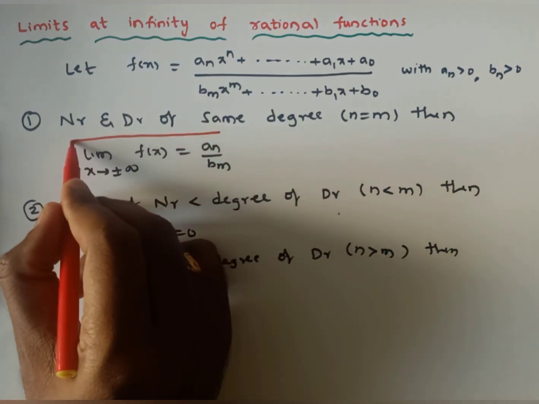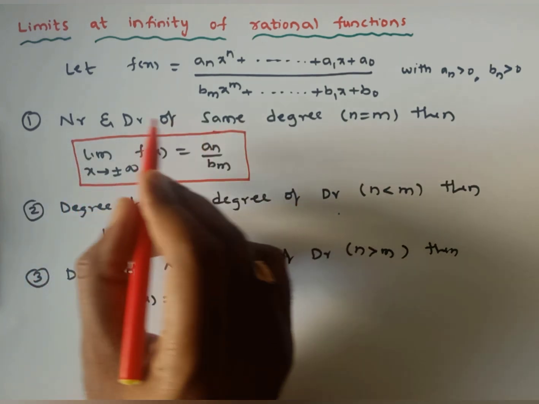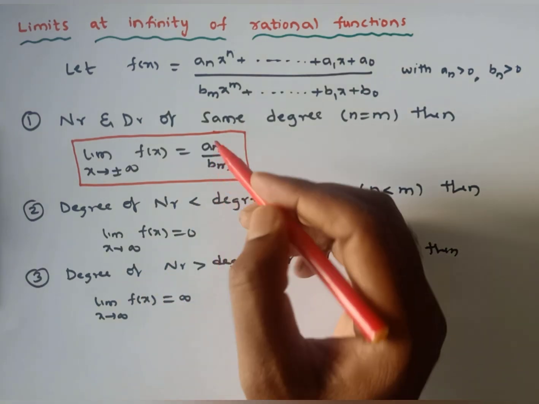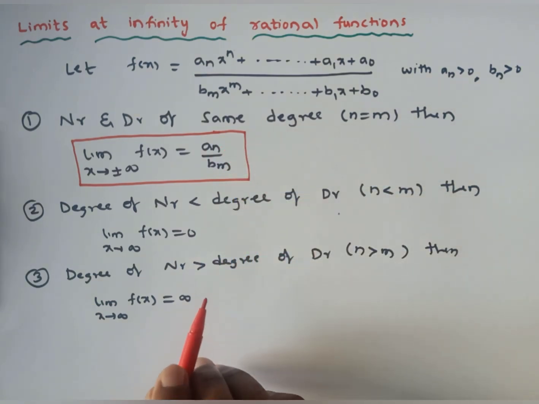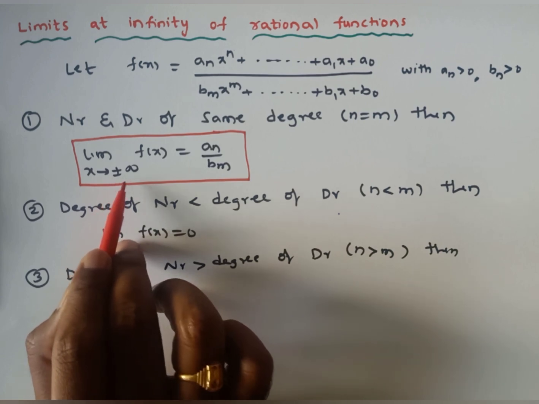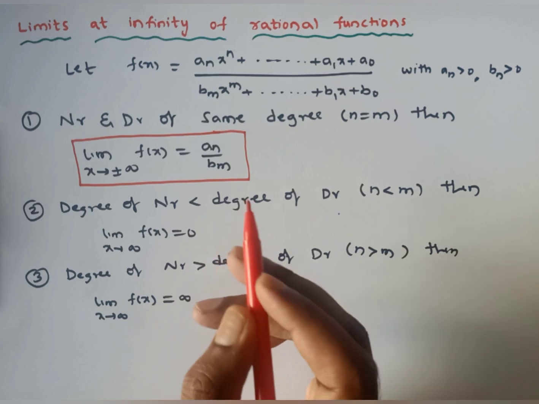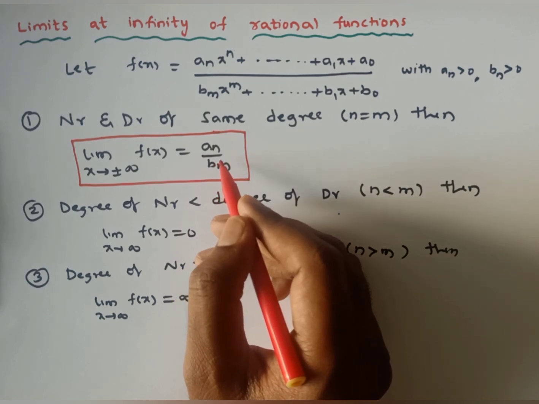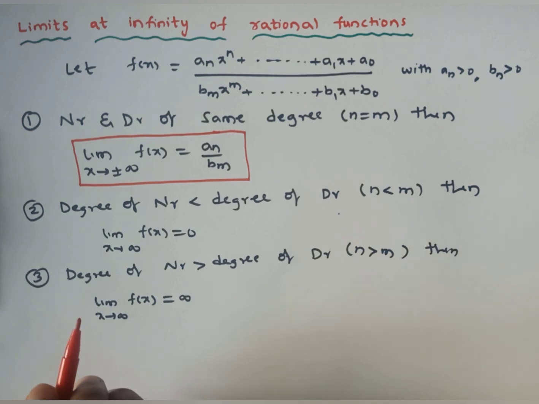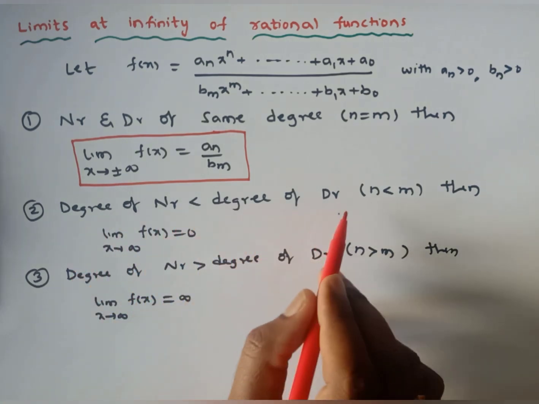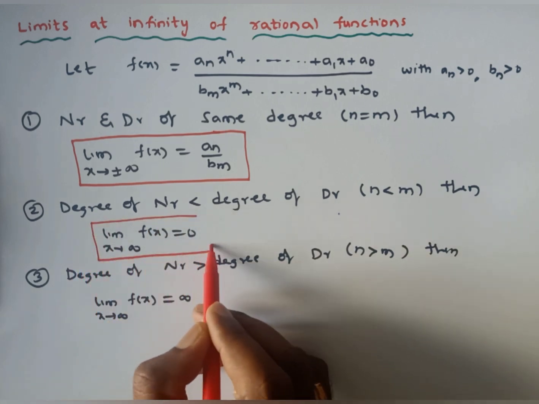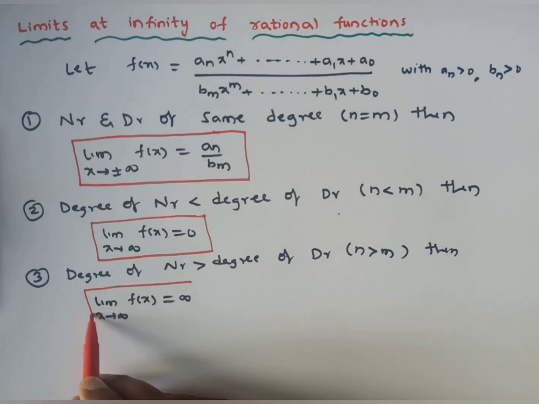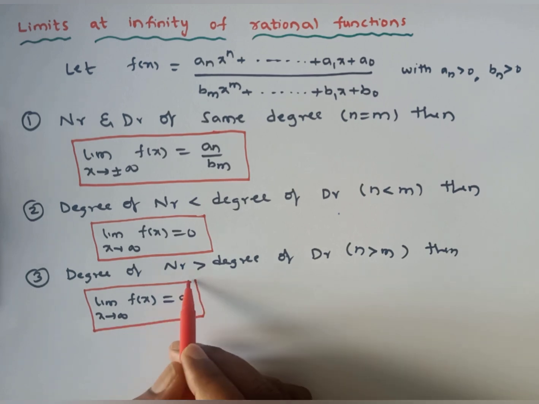By using this property you can write the answer directly. If the degrees of the numerator and denominator are the same, you can directly write an by bm, the leading coefficients: the leading coefficient of the numerator divided by that of the denominator. Here the limits should be at infinity; when final limits are given, you should not write it that way. They may give it in the model of limit x tends to infinity, f of x by g of x, and then it may or may not be the leading coefficient. So this will be the answer whenever the limits are at infinity. Next, if the degree of the numerator is less than the degree of the denominator, the limit of that rational function is 0. And if the degree of the numerator is greater than the degree of the denominator, then the limit at infinity for the rational function is infinity.